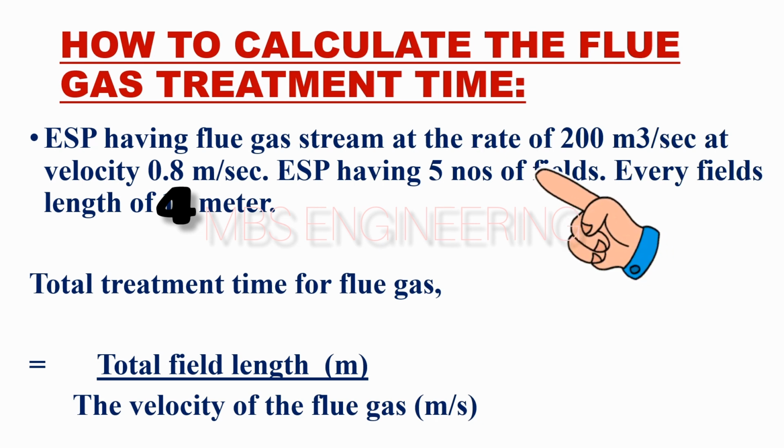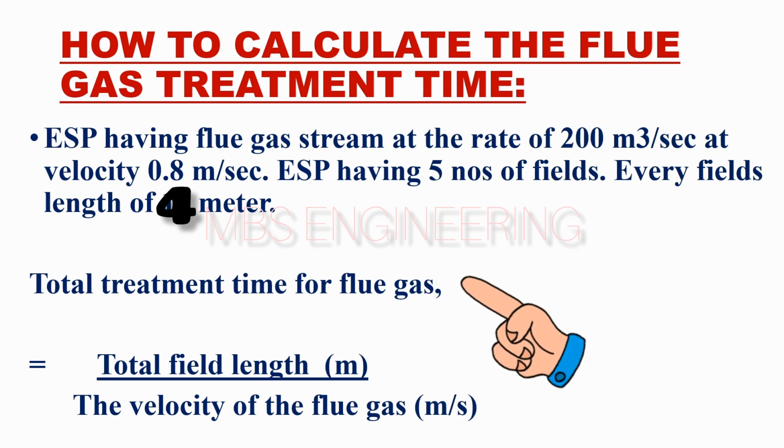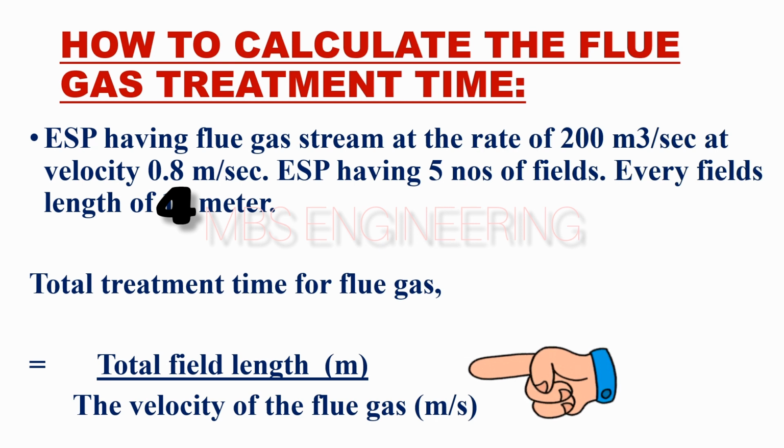Next, we know the formula for the flue gas total treatment time. The total flue gas treatment time is equal to the total field length in meters divided by the velocity of the flue gas in meters per second.